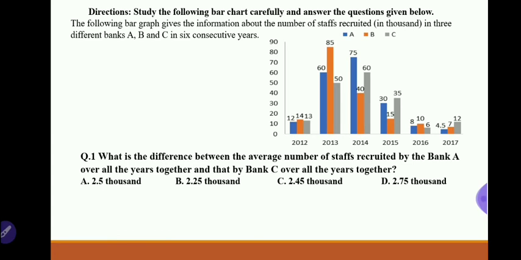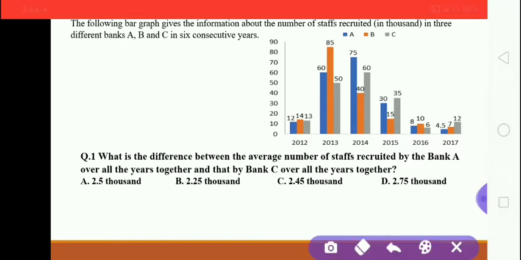So the question is: study the following bar chart carefully and answer the questions given below. The following bar graph gives the information about the number of staff required, in thousands, in the three different banks A, B, C in 6 consecutive years. In the graph, 6 different years are given, 2012, 13, 14, 16 and 17. In each year, 3 banks are there, A, B, C, and these bars are represented by different colors.